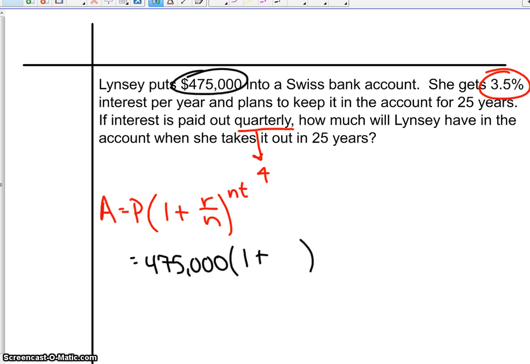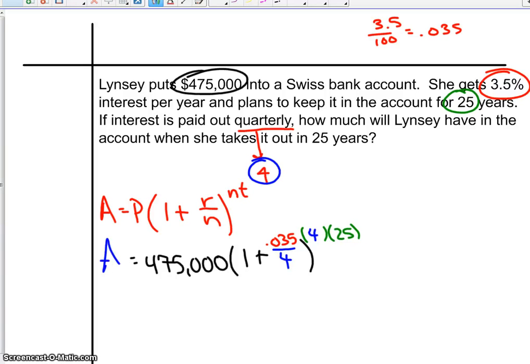3.5% interest. So again, 3.5 per 100, 0.035. That's your interest rate. We want to put it in there for 25 years. And then finally, because it's quarterly, here's where we have it. So not adding 3.5% each time, they're doing 3.5% divided by 4, whatever that comes out to be, and then we'll look at our final amount.